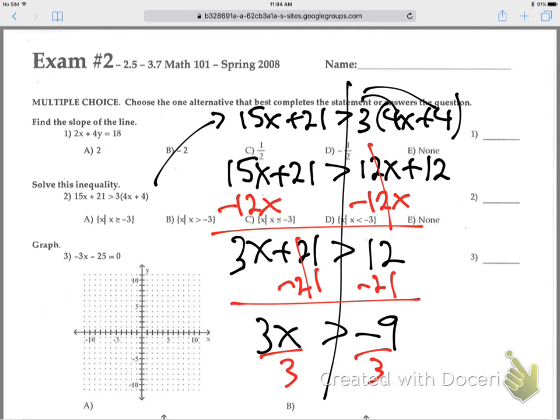Do I need to flip the symbol there? No. When do you need to flip symbols? When you divide by a negative. I'm divided by a regular 3, so I don't need to flip. It took me a while to figure that out. I'm glad you did. All right, so that's just negative 3, isn't it? 9 divided by 3 is just 3. So x greater than negative 3. So it's that one, B.